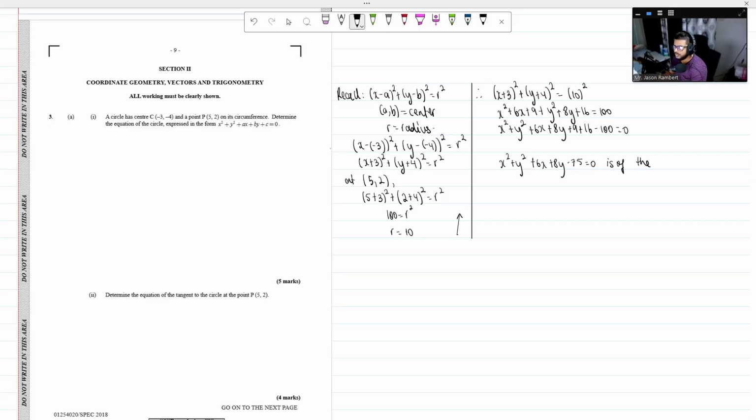So x squared plus y squared plus 6x plus 8y minus 75 is equal to 0, which is of the form x squared plus y squared plus ax plus by plus c is equal to 0.